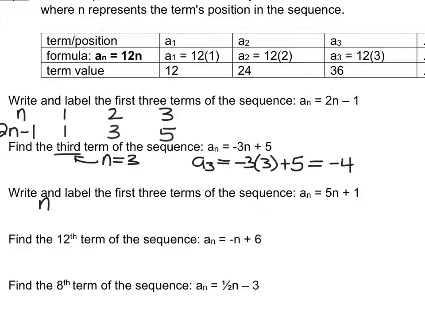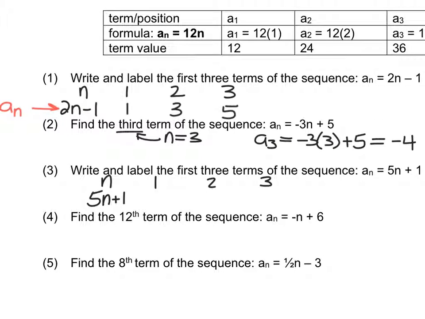So the n values, first 3 again, 1, 2, and 3. But now my sequence is defined by 5n plus 1. So again, think of it as the x value and the corresponding y value. All right. We'll talk about what this looks like graphically down the line, but the one difference between the graphs of these types of situations and a linear function is that these would actually not be connected.